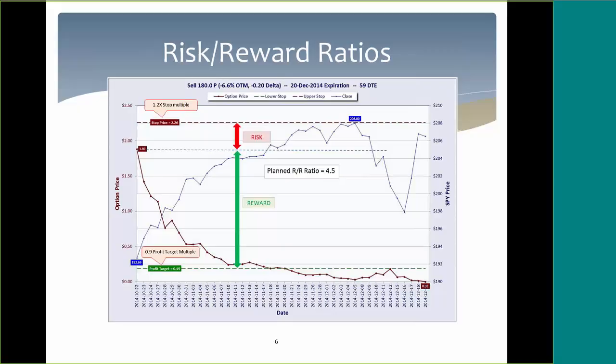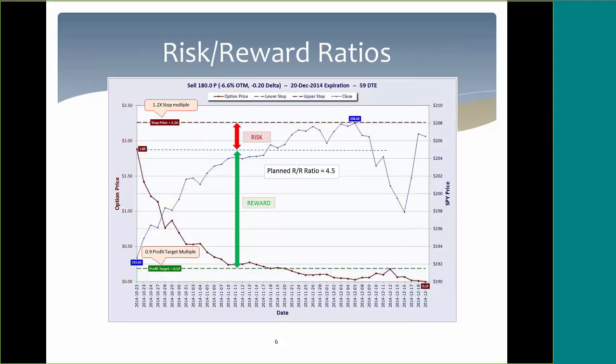Now, when trading options, when you're selling premium, it's very difficult to get much more than about, I'm going to say, 4.5 to 5 to 1, because you have to give the trade some room to breathe. And 1.2 is actually a pretty tight stop. I don't think you can get too much tighter than that. So I'm going to say that a 1.2 and a 0.9 is pretty much on the high end in terms of a planned risk-reward ratio.